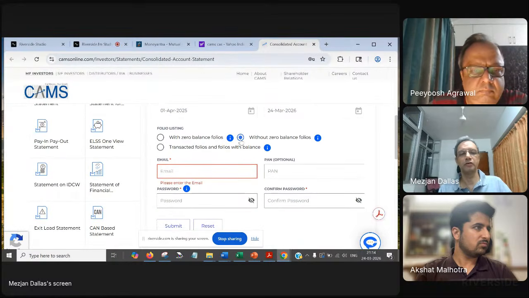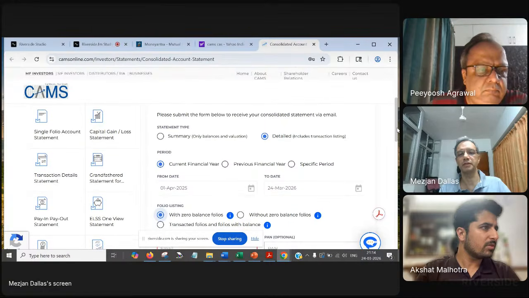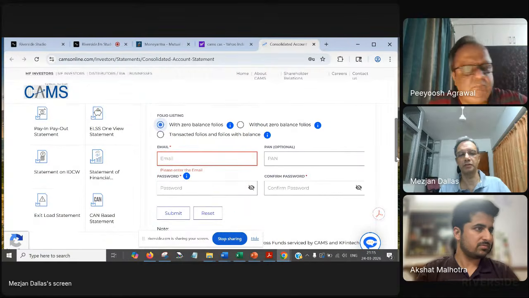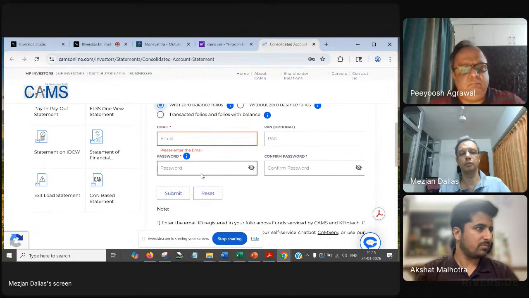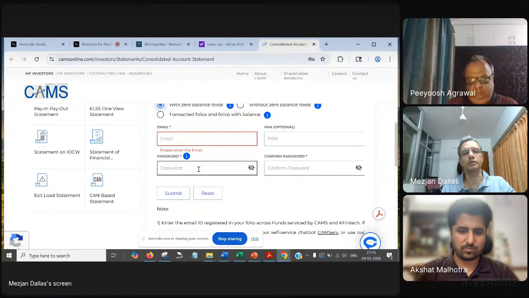Select zero balance folios. Put in your email address, whatever is registered for all your investments. Detailed transaction, from March 1990, etc. This has already been done for the person I'm showing you. Then you put in a password to open the PDF. Within a few seconds, the PDF will turn up in your inbox.